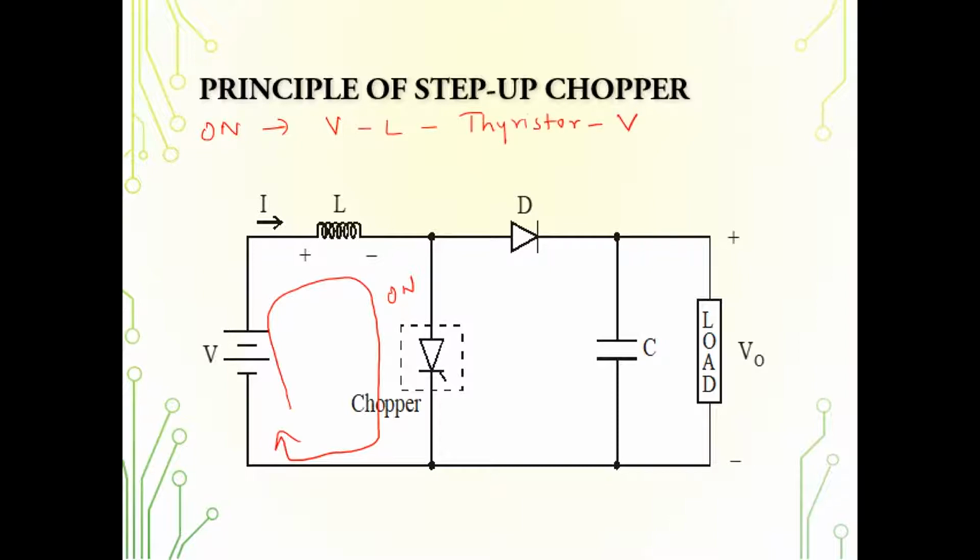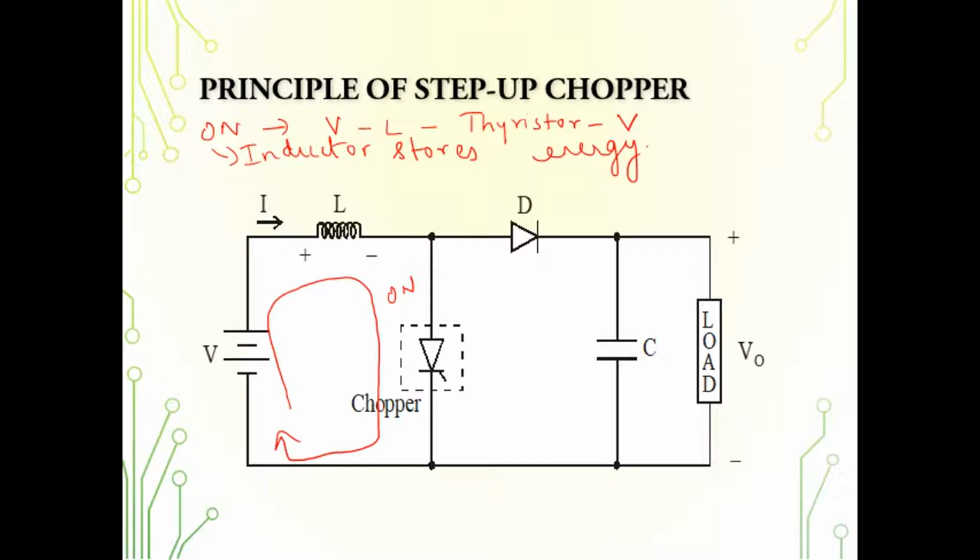So in that case, the inductor will store the energy. To say that when the thyristor is on, the inductor stores energy. And when the thyristor is off, what will happen? The inductor has the current, right? The inductor has stored the energy. Now it has to flow.